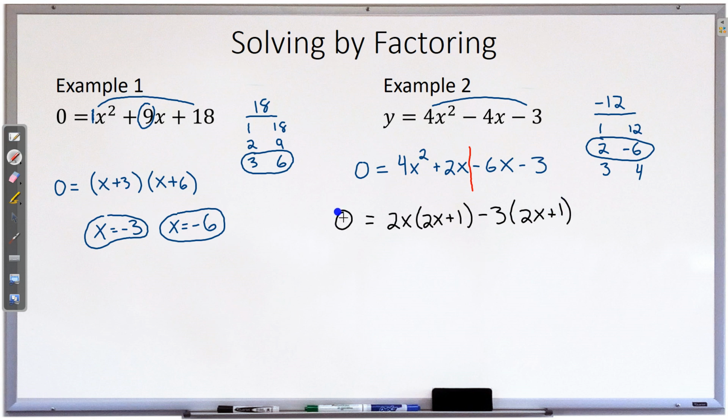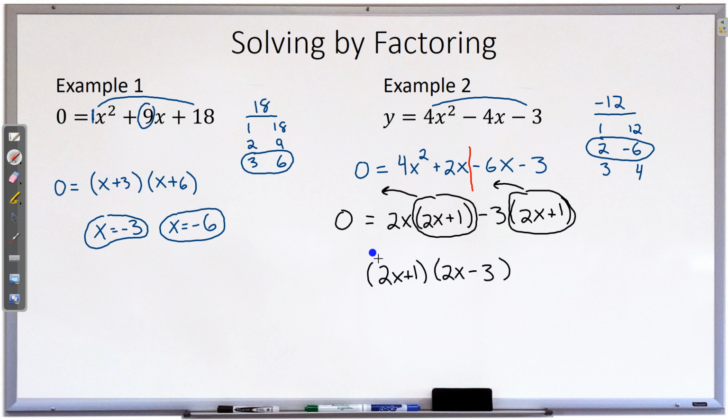And the whole thing does still equal 0. And you can see that these two big terms have this in common, right here. And because they have that in common, we can factor it out. So in the front, we now have a 2x plus 1. We factored that out, and we always put what's left over in parentheses as well. What's left over? A 2x and a negative 3. So there we have our factored form.